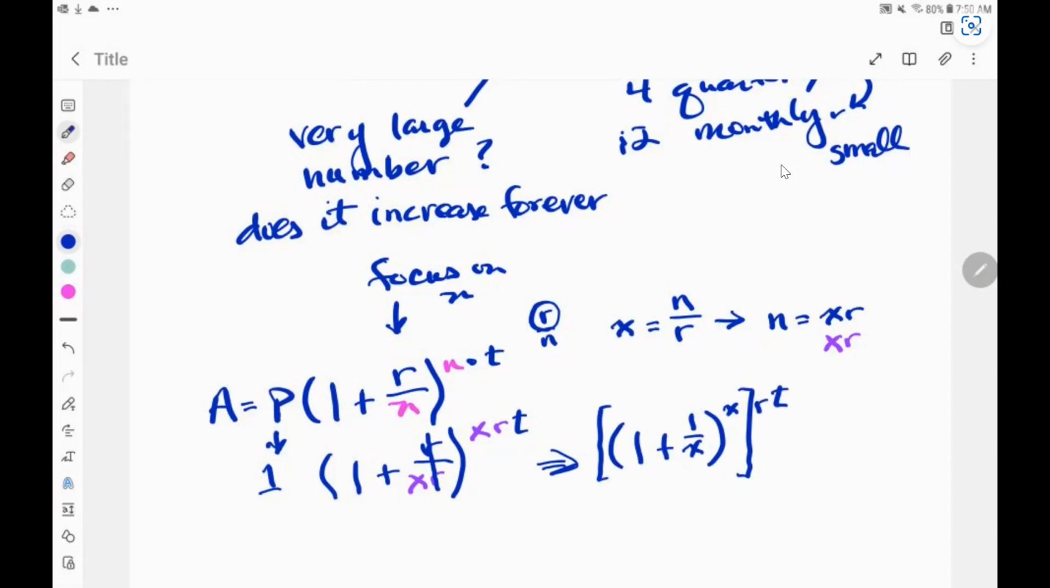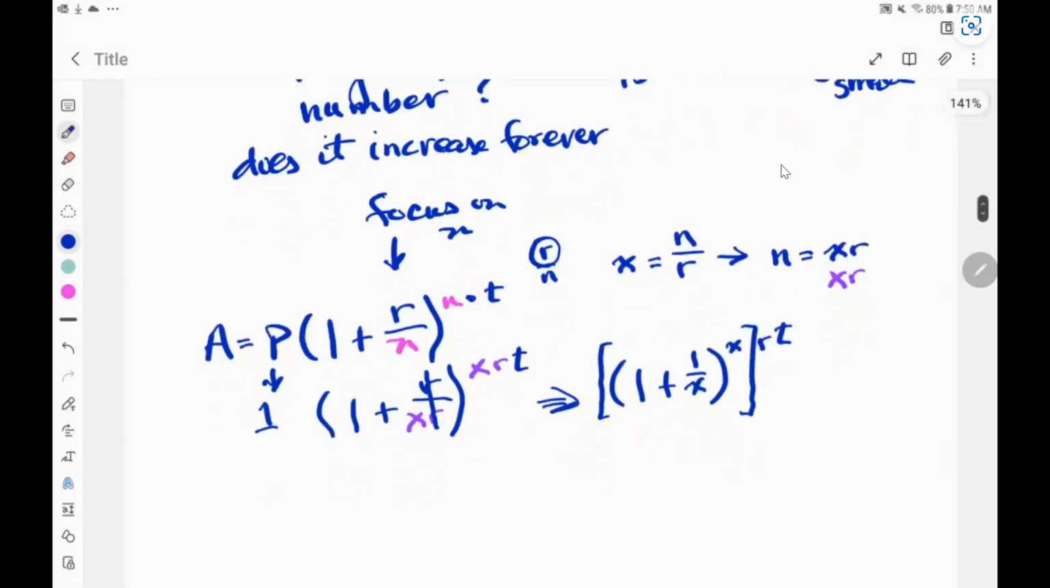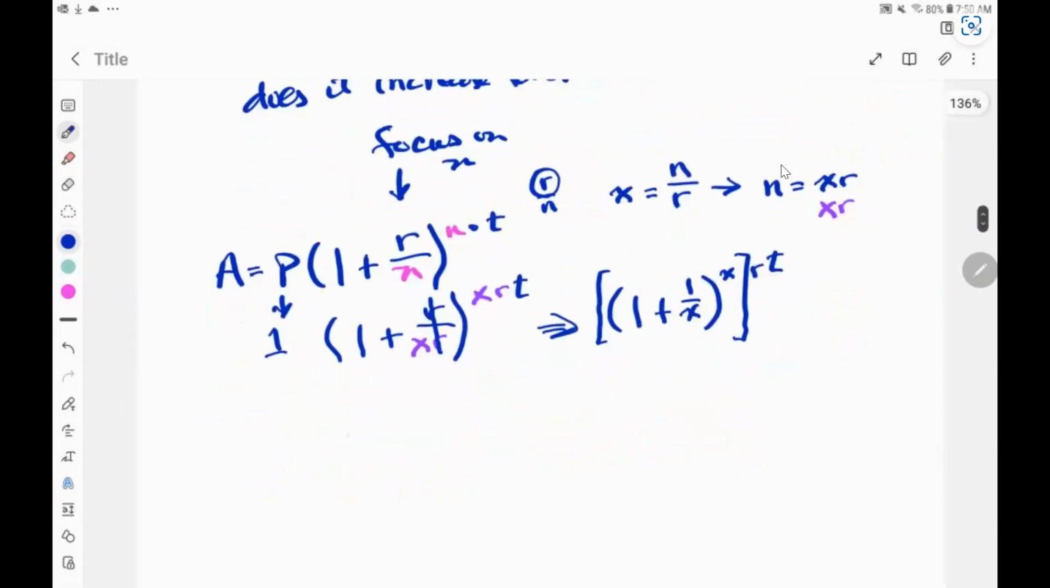All right, so fun math. If you want to watch it again, just replay the video. All right, but now I can look at this piece. So now I have this P times this thing, 1 plus 1 over, now I'm going to put the n back because it doesn't matter whether I use an n or an x, all to the rt. And it turns out this is what's called an infinite series.